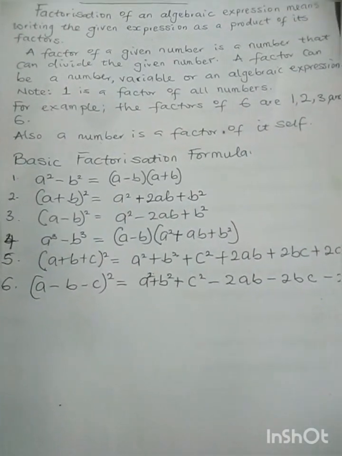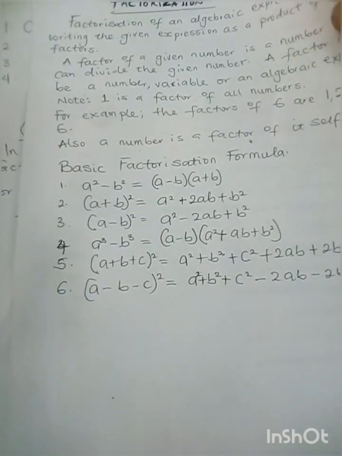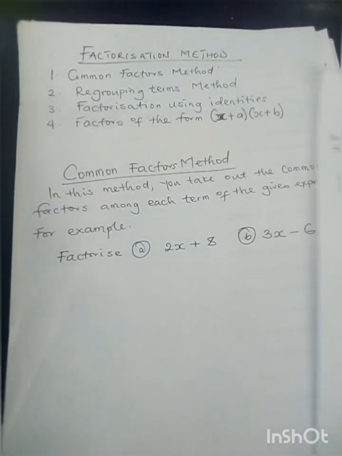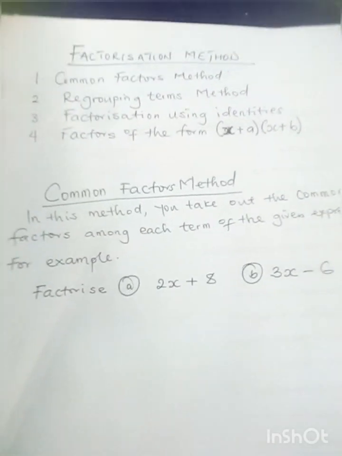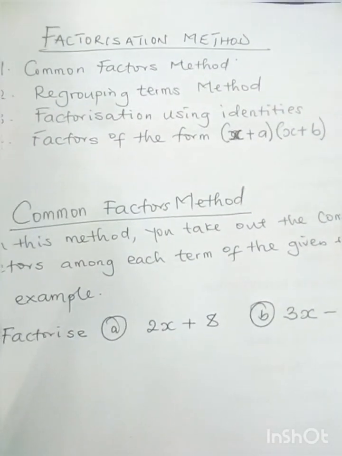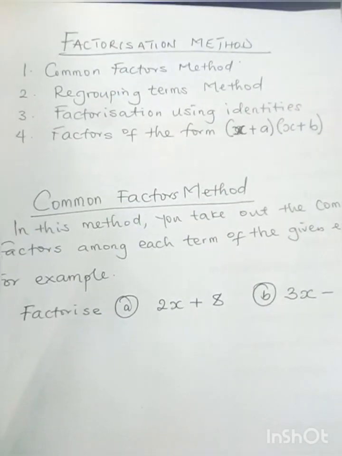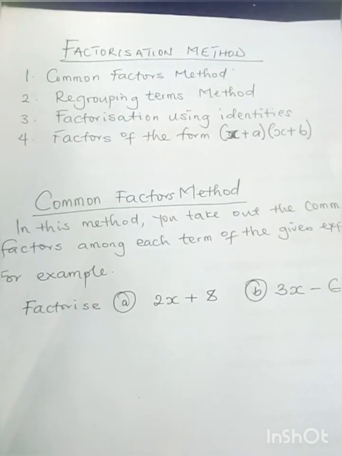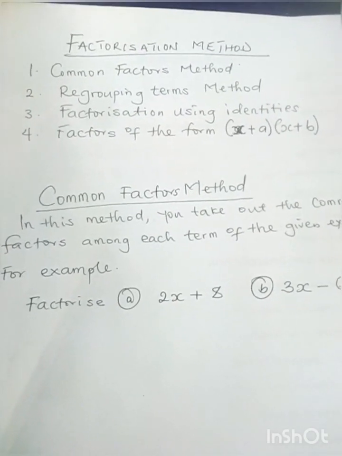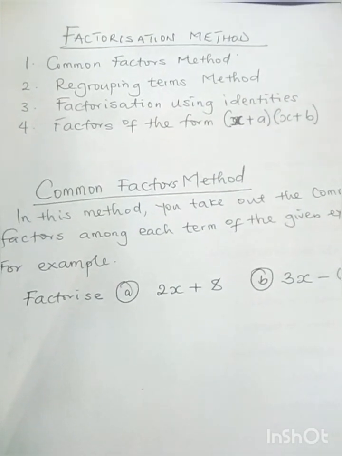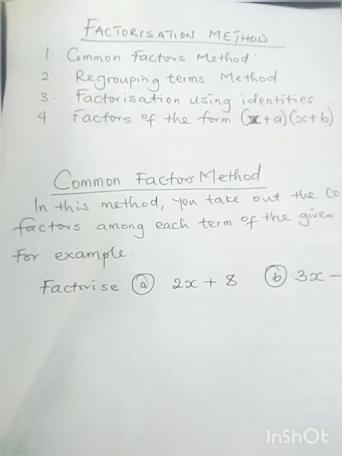Now let's see factorization methods. In factorization we have 4 basic methods. We have the common factors method, regrouping terms method, factorization using identities, and factors of the form (x plus a) into (x plus b).